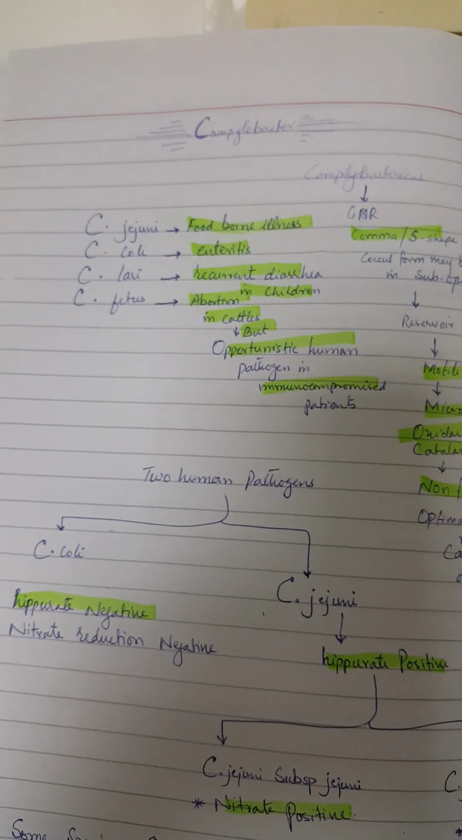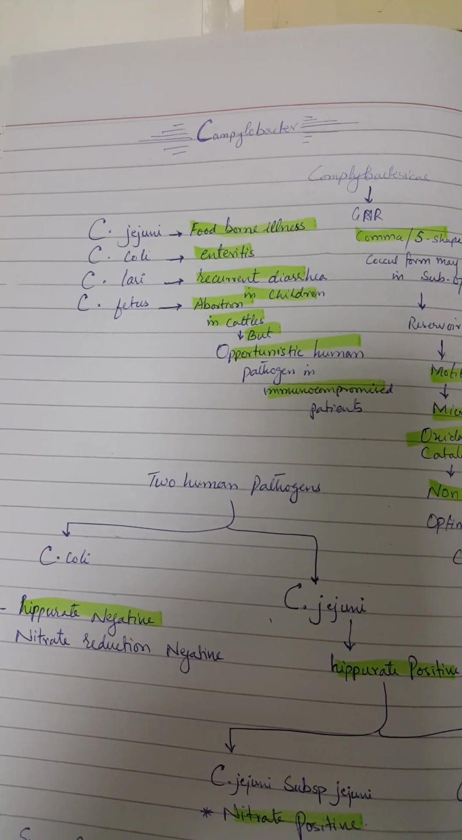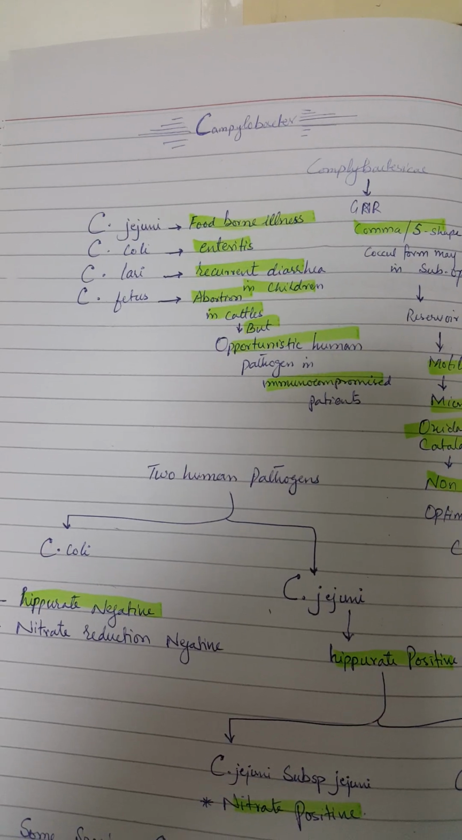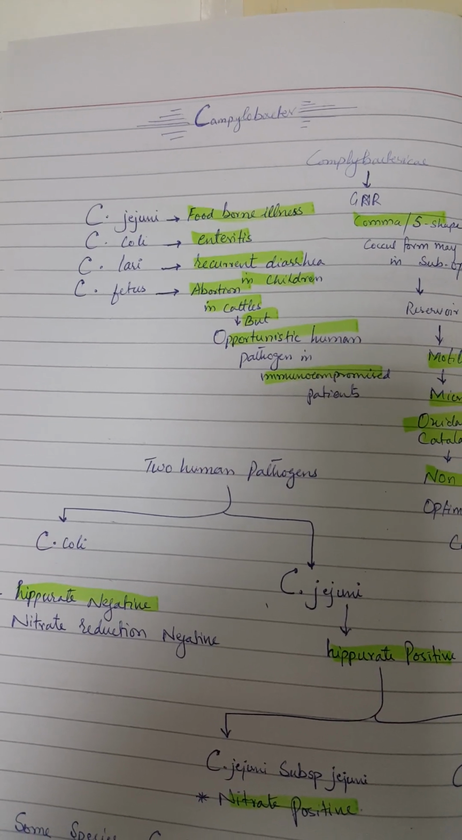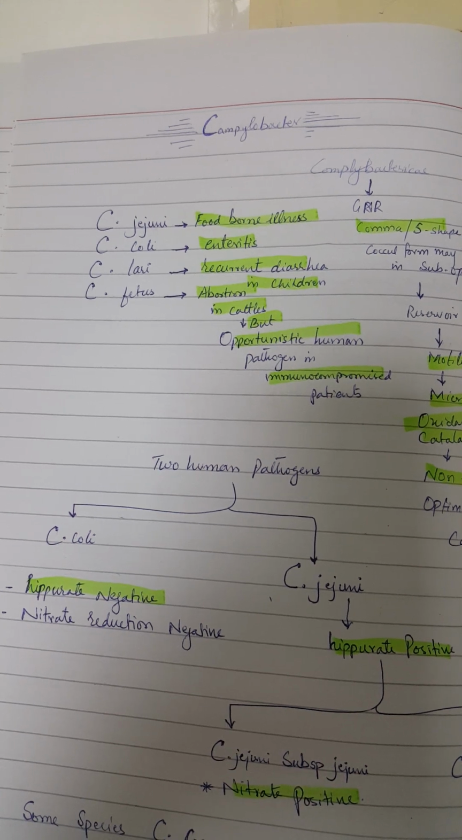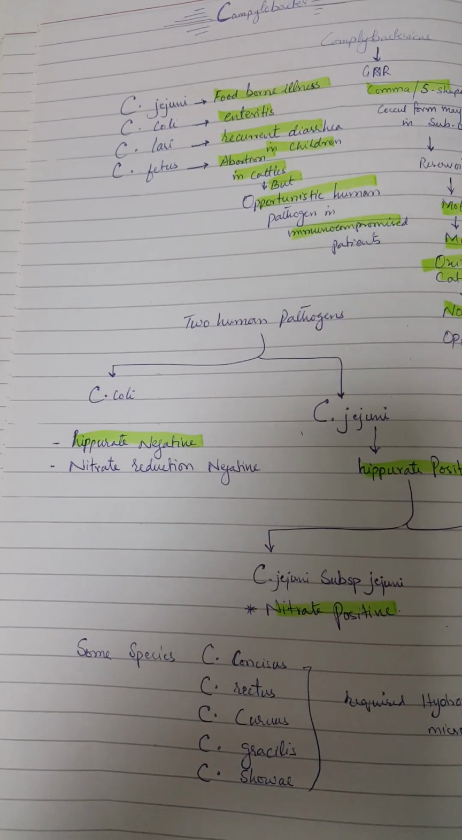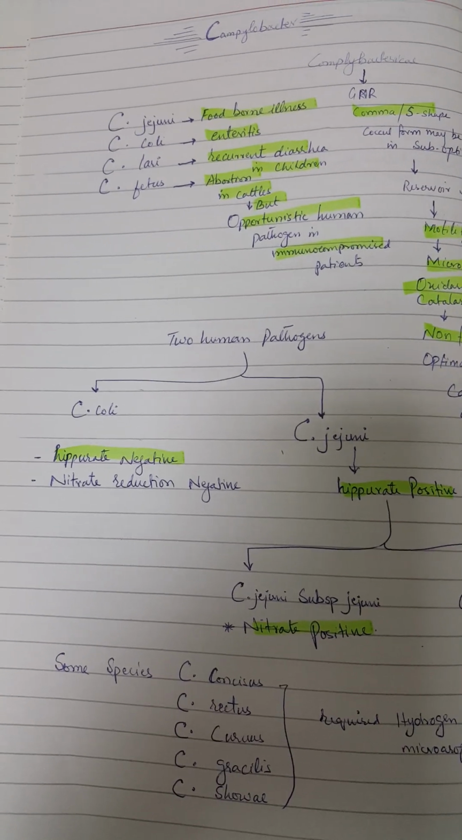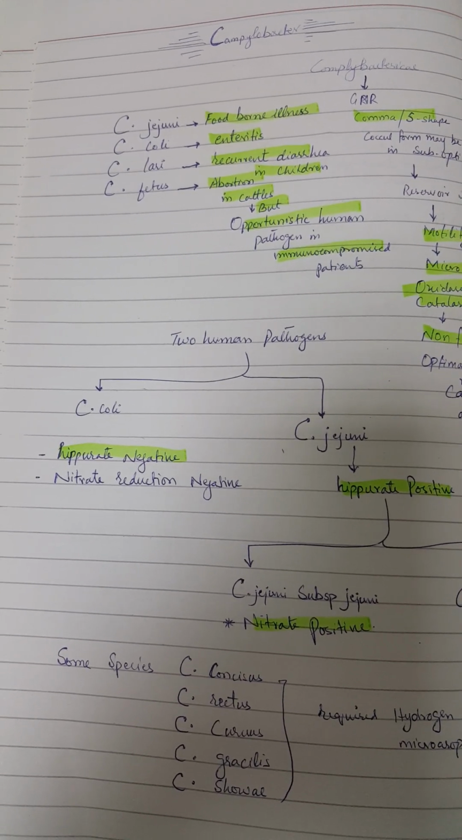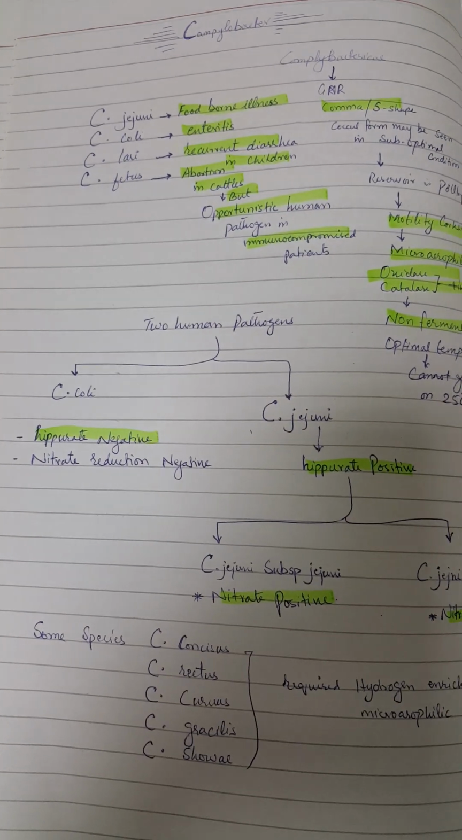Campylobacter jejuni causes foodborne illness. Campylobacter coli causes enteritis, and Campylobacter lari causes recurrent diarrhea in children. Campylobacter fetus causes abortion in cattle, but is an opportunistic human pathogen in immunocompromised patients. The two main human pathogens are Campylobacter coli and Campylobacter jejuni. Coli is hippurate negative, nitrate reduction negative, while jejuni is hippurate positive.